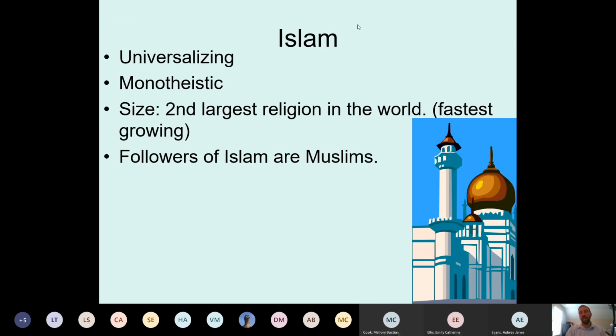All right, as we move on to the next one, which is Islam, the second largest religion in the world and the fastest growing. It is likely it will be the biggest religion in the world in your lifetime. It is also universalizing, so they try to get people to join. And as we said, it's monotheistic because they are worshiping the same God as the Christians and the Jews, right? They just use the Arabic word for God, which is Allah. And this religion is the only one that's different where the name of the religion, Islam, is different than the followers. They're called Muslims. And it has to do with the translation.